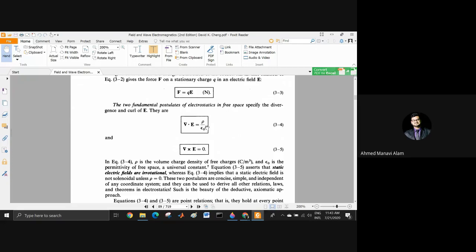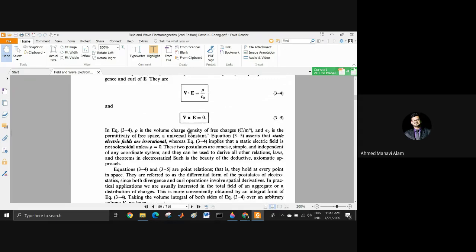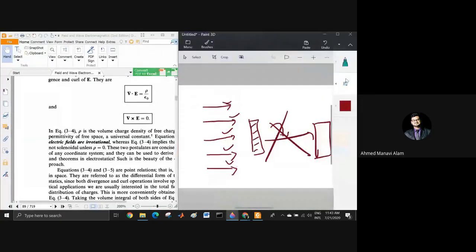I want to find out these postulates in integral form. How can I find it, sir? By the two theorems I have discussed earlier: one is the divergence theorem and one is Stokes' theorem. Now what they do, they have taken the volume integral on both sides.